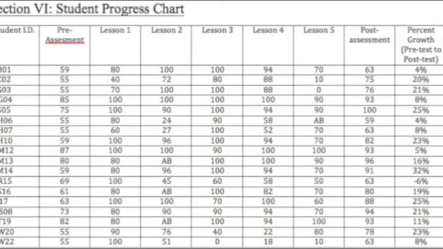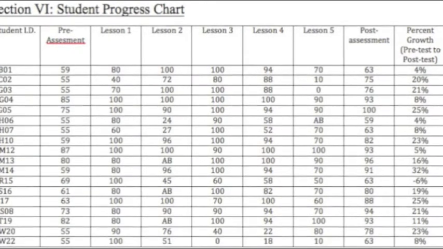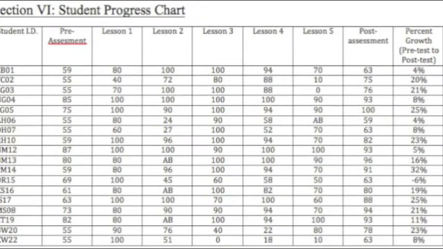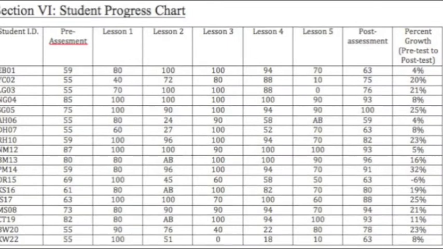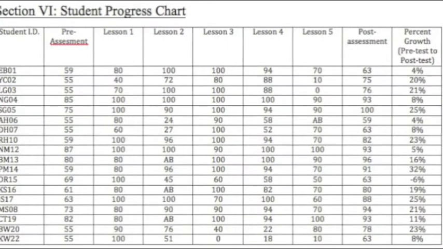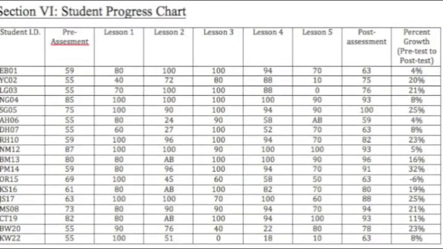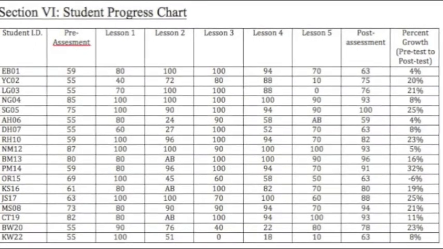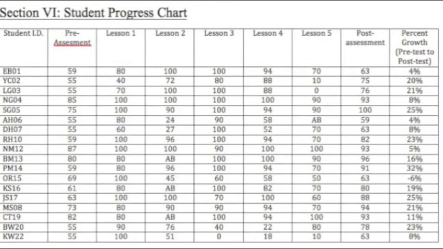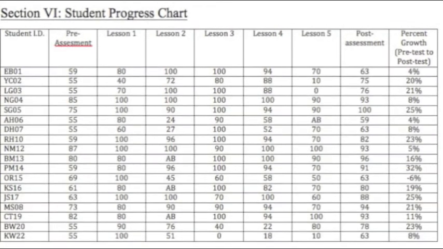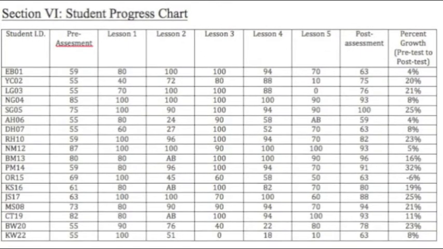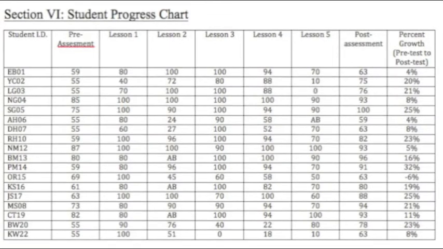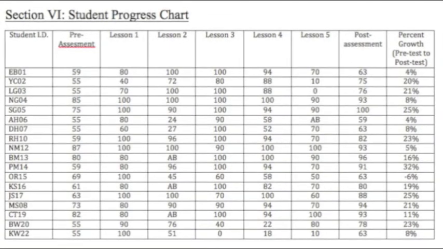Next to that you see lessons 1, 2, 3, 4, and 5 and each student's score for each of those lessons. Next to the lessons you see their post-assessment scores. And then on the far right is the percentage growth from the pre-test to the post-test. So this does not include the lessons in the middle. The percentage growth ranges from 4% to 32%, and I'm going to discuss how I think these scores panned out next.